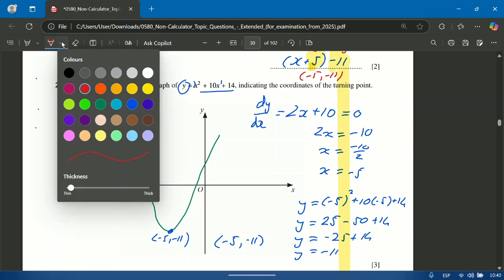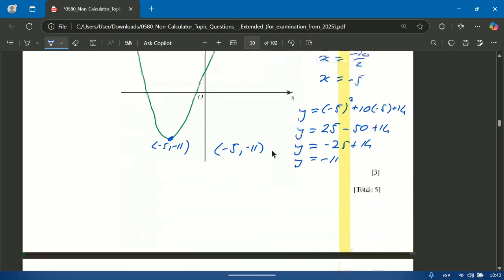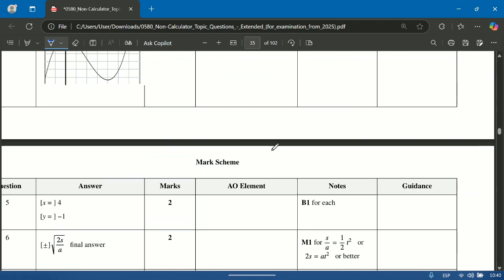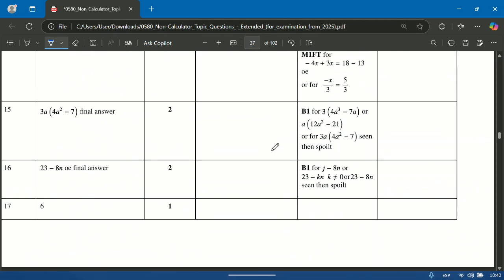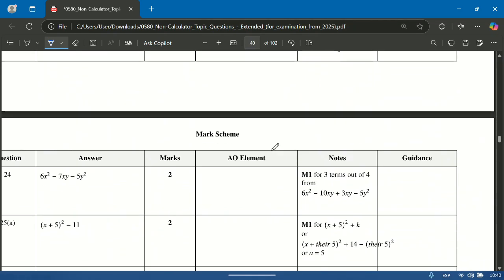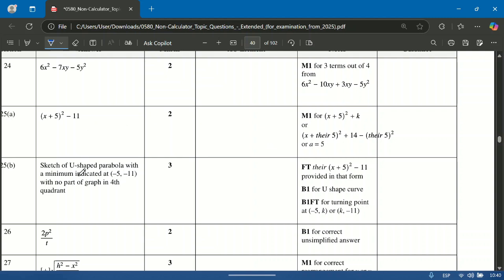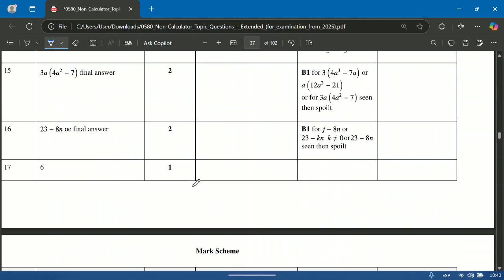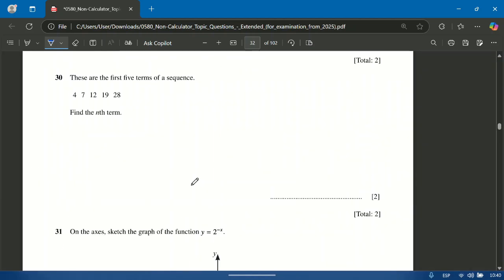Okay, let's have a quick glance at the mark scheme. No part of the graph in the fourth quadrant. So 1 mark for having the U shape, 1 mark for using the coordinates from your previous answer. So even if you got that wrong, you used the coordinate point. 1 mark for the minus 5, 1 mark for the minus 11. And you've done it. Thank you.